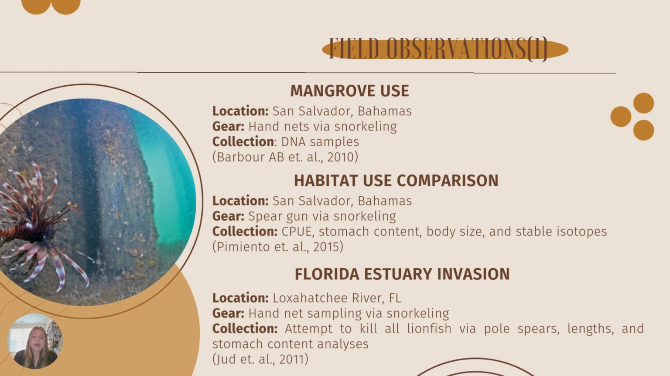They also did a habitat use comparison, also in the Bahamas, using a spear gun while snorkeling to capture them, and they tested the stomach content, body size, and stable isotopes, and conducted a CPUE.